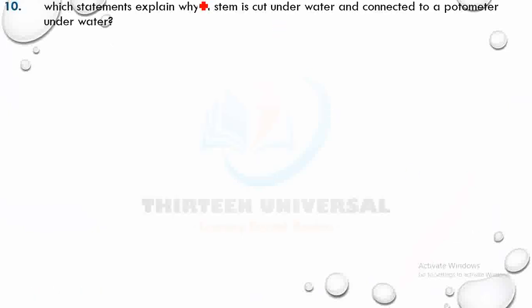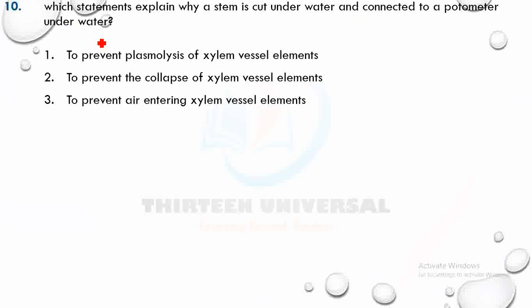Which statement explains why a stem is cut underwater and connected to a potometer? Okay, underwater. So which statement explains that? Pause the video and try it. Option 1: to prevent plasmolysis of xylem vessel elements. Well, xylem is already dead cells, or hollow. So it's not to prevent plasmolysis. Plasmolysis is due to low water potential, but that's not the reason.